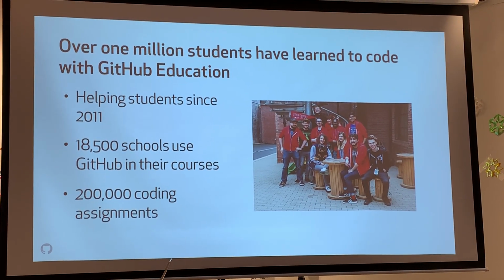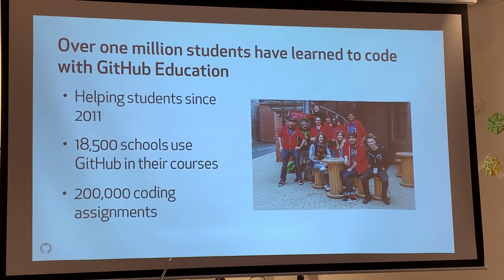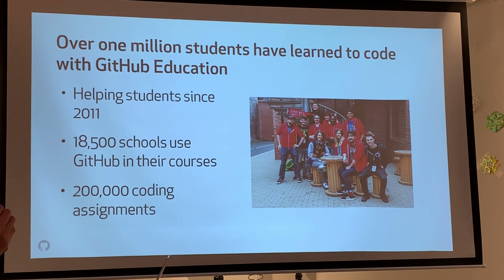And you may ask, how do you accomplish all of these things, Vanessa? What does GitHub Education actually offer? And I'm so thrilled to tell you.